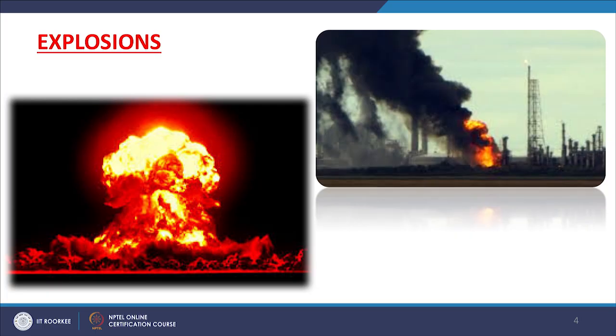Explosion is an extremely dangerous thing, and there are so many accidents attributed to explosion. In chemical engineering history, there are two major accidents. One is Flixborough, another one is the Jaipur accident. They took place just because of explosion. So, the question arises: what is an explosion?